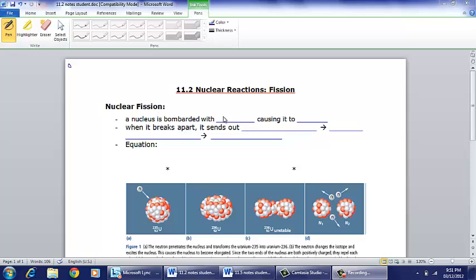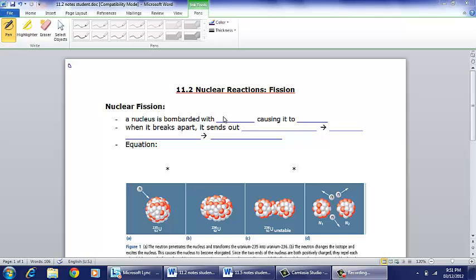In Chapter 11, we are looking at nuclear energy. This is a process that some people view as a viable energy option, as an alternative to electricity and fossil fuels, and some people view it as dangerous, associating it with accidents and nuclear weapons. We're going to be looking at two processes, fission and fusion, that produce nuclear energy.